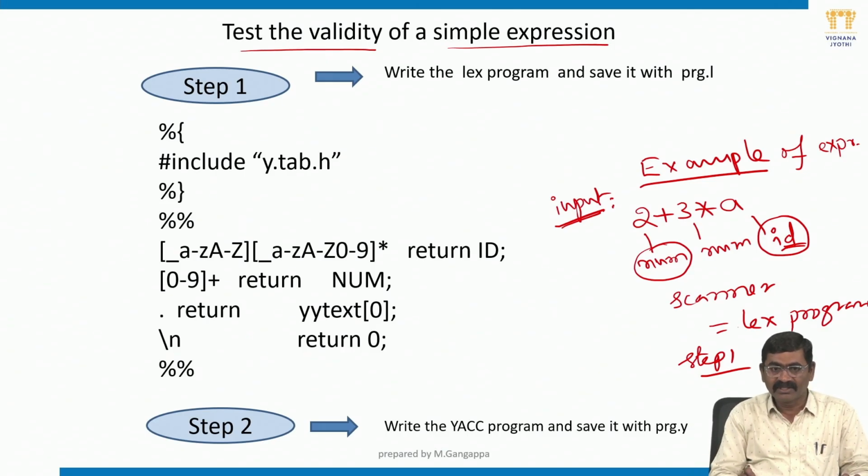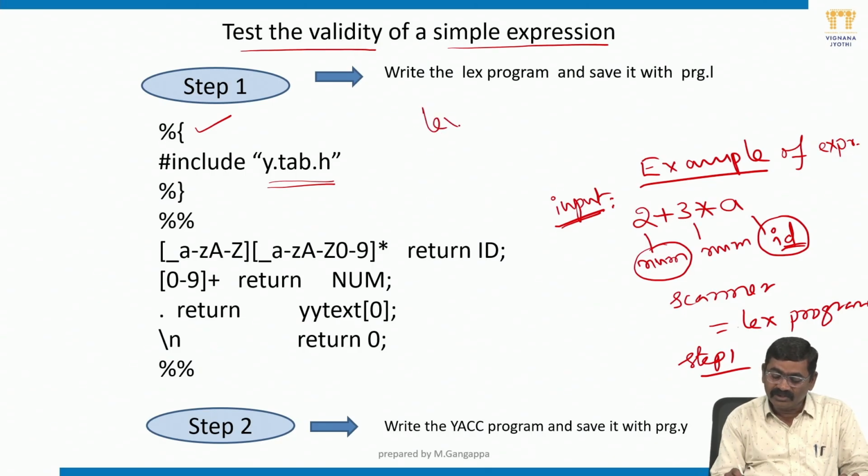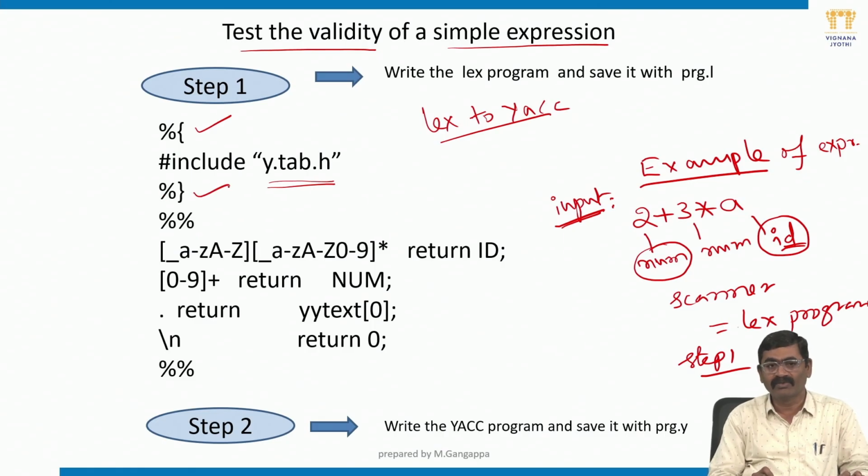In that lex program, the first part is the declaration section. In the declaration section, %{ , this is percentage open curly bracket. After that, #include y.tab.h. The y.tab.h is required to link the lex program to YACC. To link this, we use the y.tab.h header file and then %}. This is how we can close that declaration section.